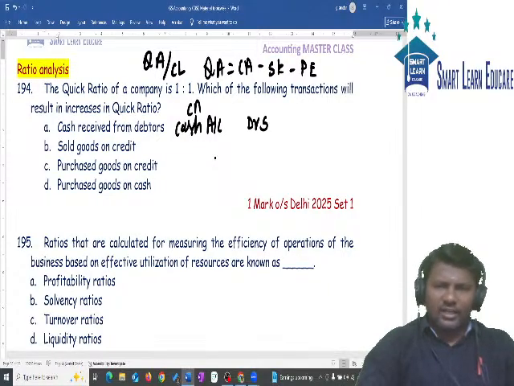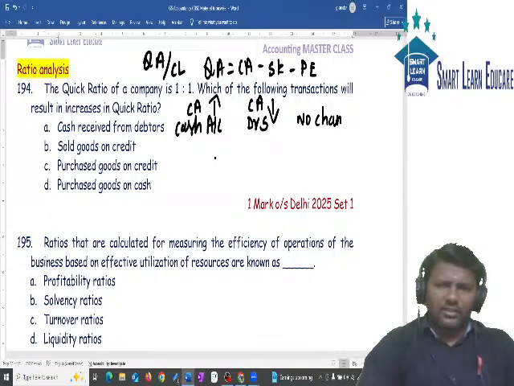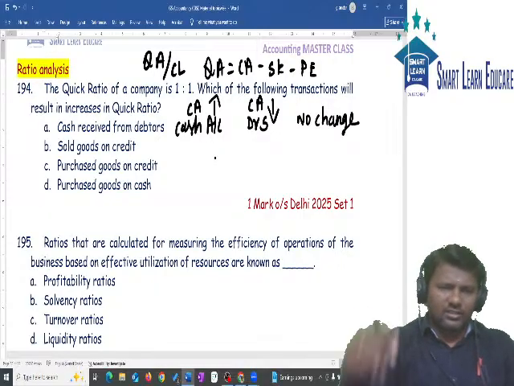Cash account is a current asset. Debtors is also a current asset. One asset increases, another asset decreases. So no change in the ratio. Because of this particular transaction, there will be no change in the ratio, because one asset increases, another asset decreases.